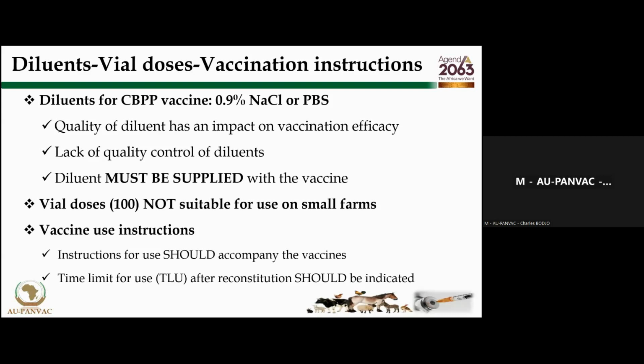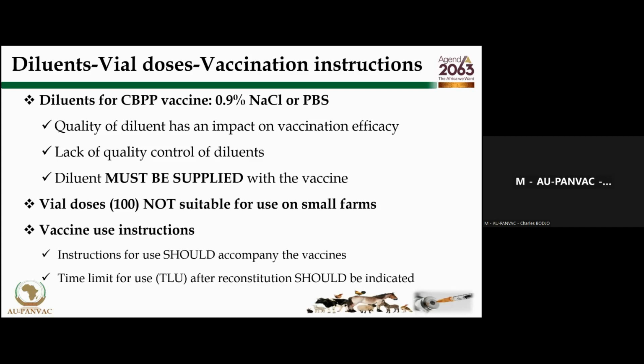And so it is really recommended that the diluent must be supplied with the vaccine. In some regions there is an issue on vaccine dose, because most of this vaccine has been supplied with 100 doses. Some small manufacturers are a bit reluctant in terms of dose, because it also impacts the cost of production. So this is something we should also think about, particularly for some small farms.